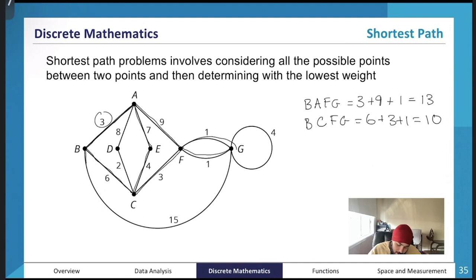Now, or we can go directly from B to G, and that is just one path, 15. So therefore, the shortest path will be this one, B, C, F, G. That's what we basically do when we're determining the shortest path. And like I said, next year we will be learning about Dijkstra's algorithm, which allows you to determine it for sure. This year, the graphs will be pretty simple. You should be able to just look at them and determine it, or use something like this.